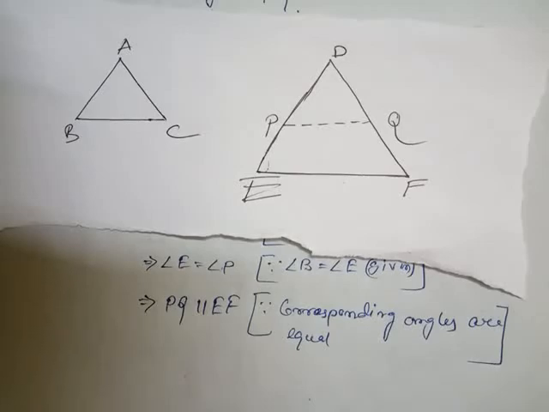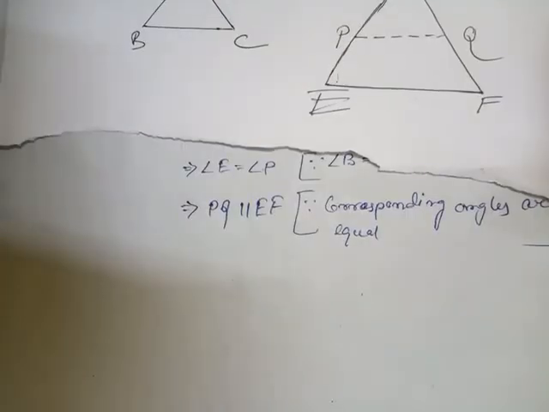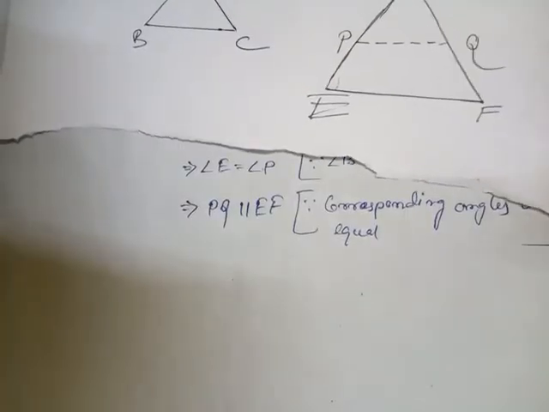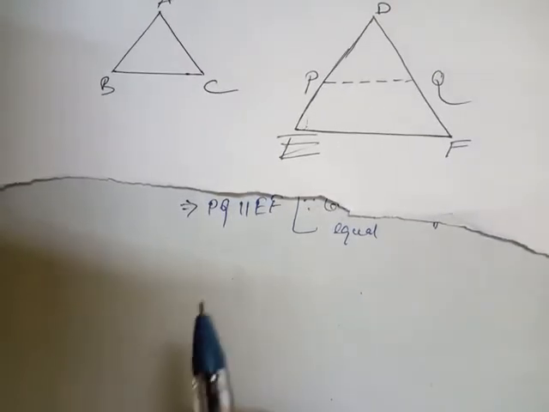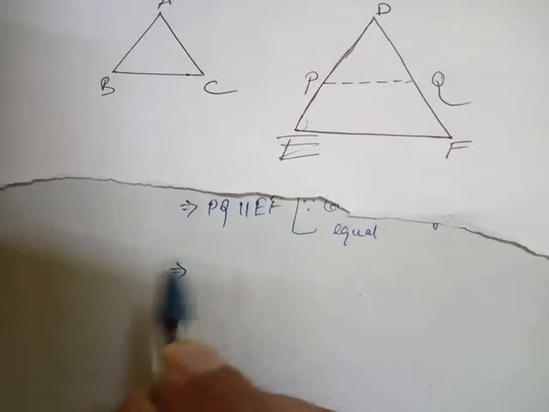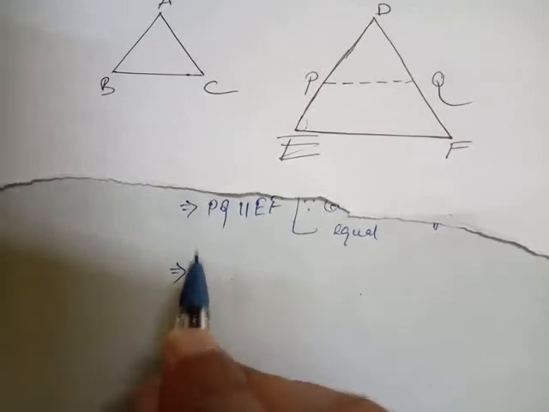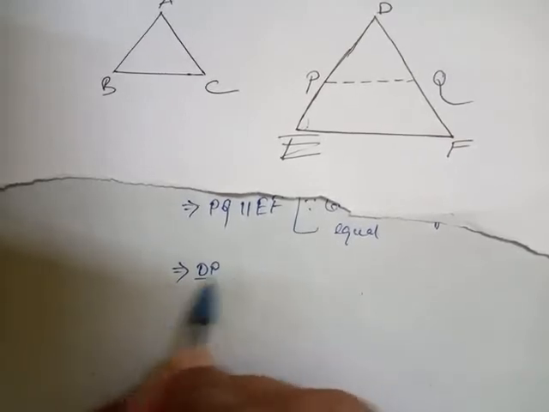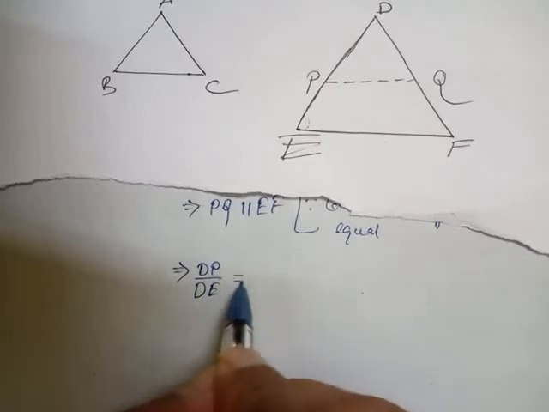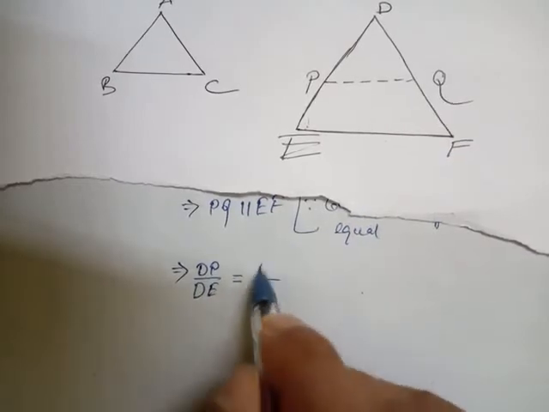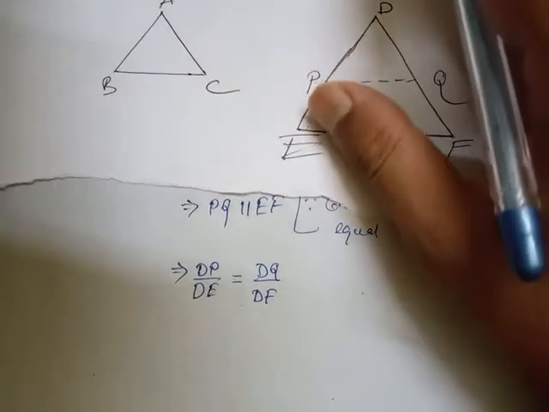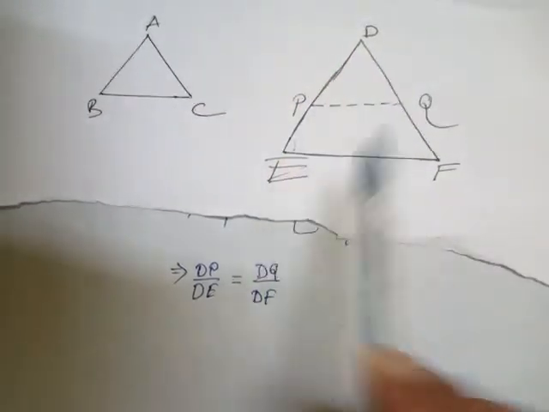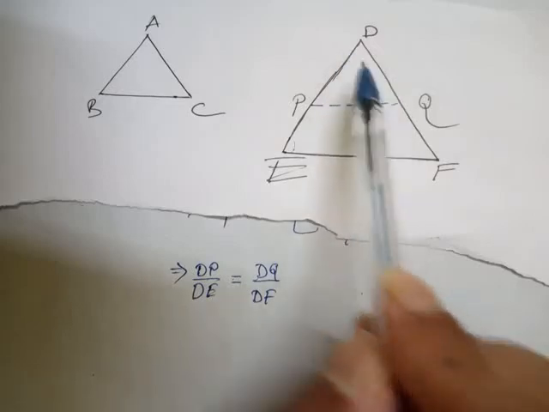Now the second part, look here. Now look, student, PQ is parallel to EF. So then I can write here that DP by DE equals DQ by DF. Look here in the diagram, since PQ is parallel to EF, we get DP by DE and DQ by DF.